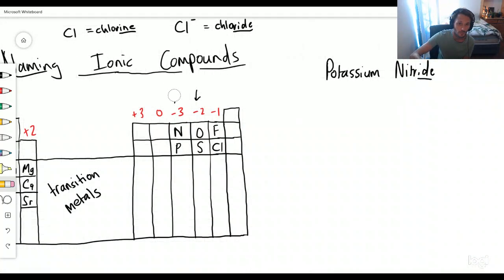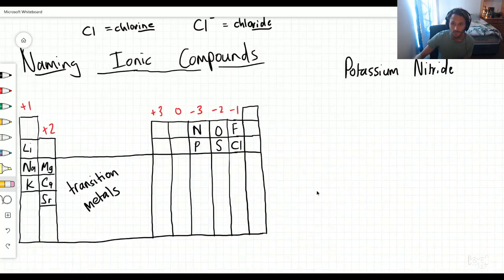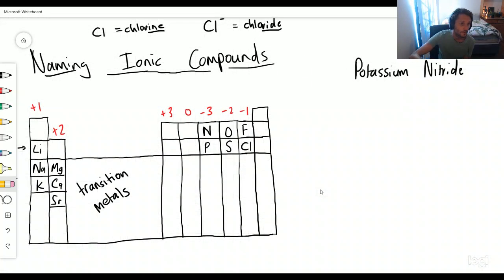Okay, so we've got potassium nitride here. Let's have a look at my simplified version of my periodic table. Potassium, that's not number K, letter K. It's got a +1 charge, so I can say K+. We've got nitride, which is sitting in this -3 category, so it's got N3-.